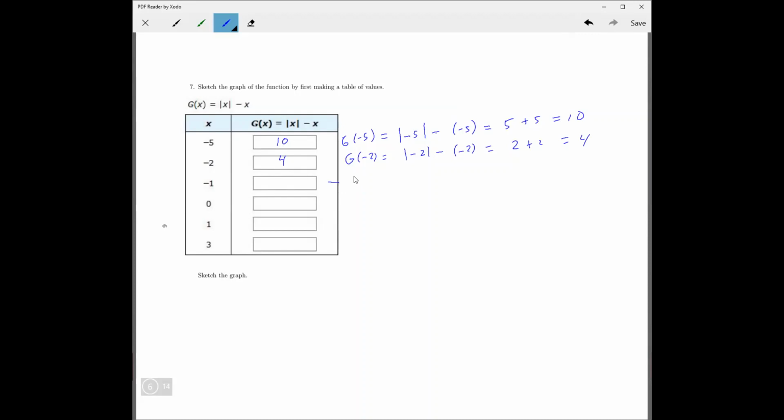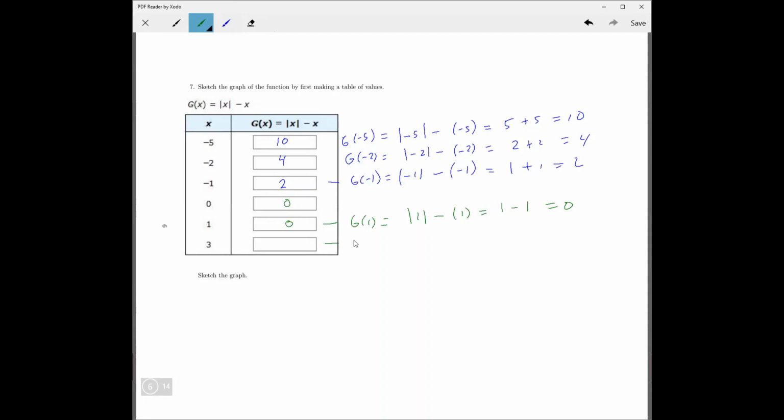And if you plug in a -1, you get the absolute value of -1 minus a -1. So that's going to be 1 plus 1, or 2. If you plug in 0, everything is 0. Wait, what am I doing? That's 2 right there. Okay, if you plug in a 0, then you get 0 minus 0, right? Okay, here's an interesting thing though. If you plug in 1, you get the absolute value of 1 minus 1. So you get 1 minus 1, which is 0. Okay, so you get 0 again.